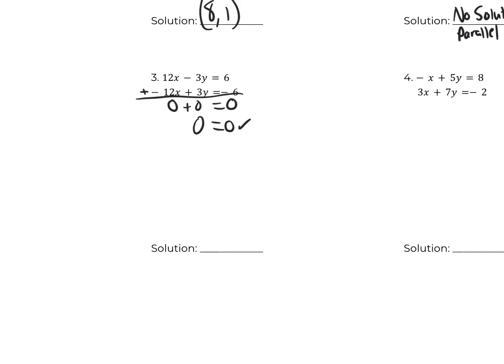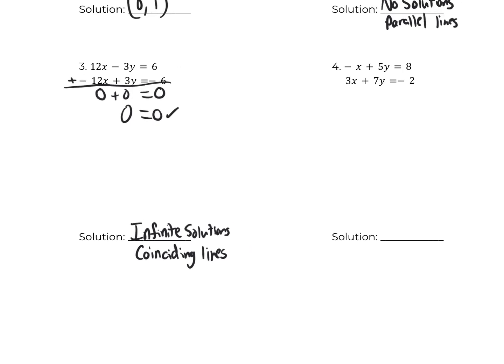So what that means is it's not that we have no solutions, it's that we have an infinite amount of solutions. Infinite solutions. Because what we have is coinciding lines. These lines are on top of each other. They are coinciding.